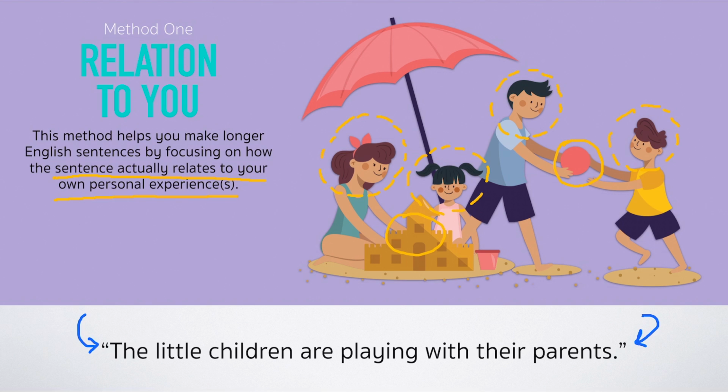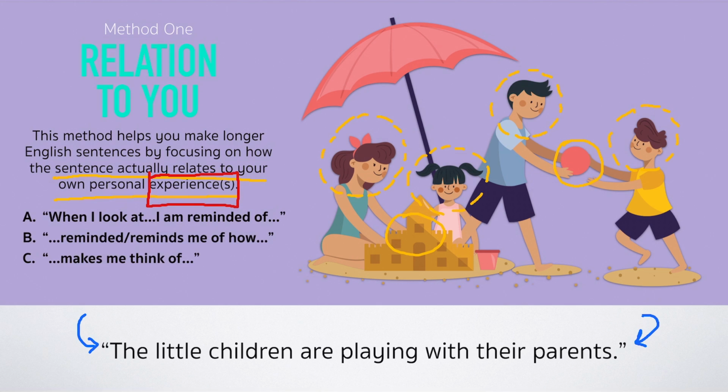However, since we're trying to connect it to our personal experiences, we need a way to do this. And that's where we have A, B, and C. So this is what happens. For the first way we can do this, we can say, when I look at ... I am reminded of ... Now don't worry, I'm going to explain exactly using a real example how to use these patterns, okay?